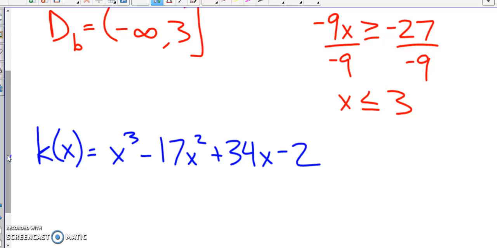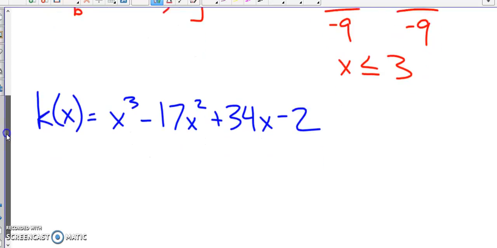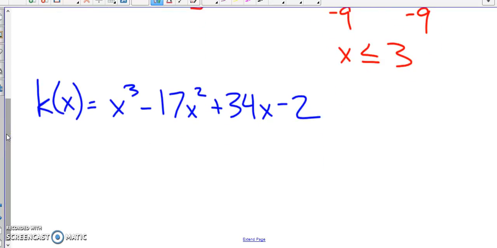What's the domain of K? Huh? Don't mumble at me. I said my name. Oh, did you? I'm glad you know that. But what's the domain of K? Oh, stop it.